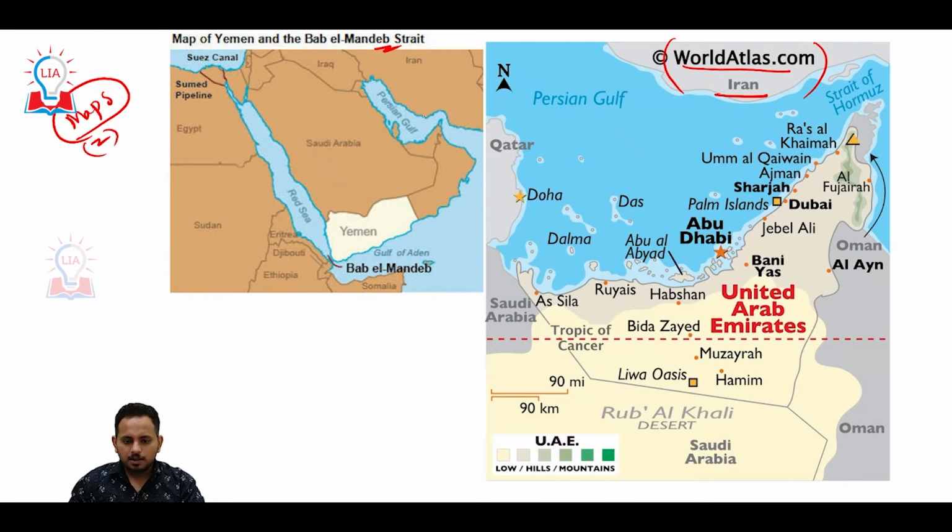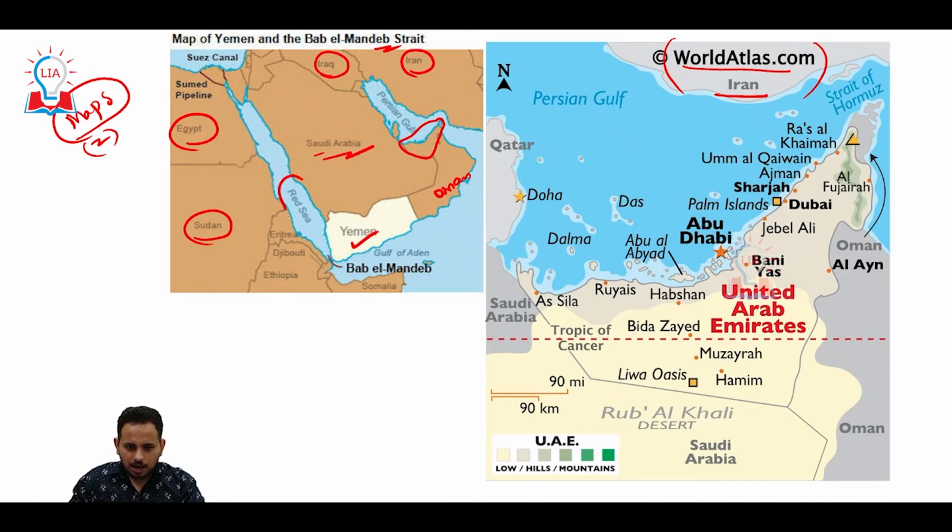See, this is where the UAE is. Here this is Saudi Arabia, Yemen, this is Oman, you have Iran here, you have Iraq, Saudi, Egypt, Sudan, and remember Red Sea and Persian Gulf. These are the water bodies that you need to know. You should be aware of their location. One is Red Sea and the other one is Persian Gulf.